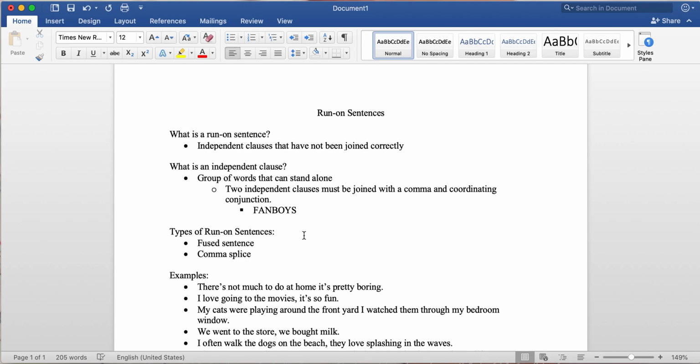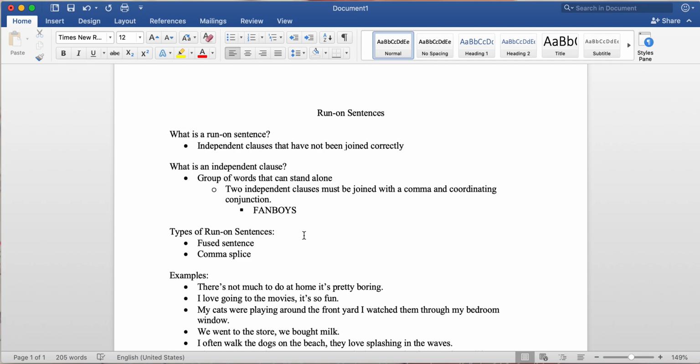But there are two types of run-on sentences. There's the fused sentence, and then there's the comma splice. So a fused sentence is when there are no marks of punctuation and no coordinating conjunction between independent clauses. So again, just to re-emphasize, there are no marks of punctuation and no coordinating conjunction between independent clauses.